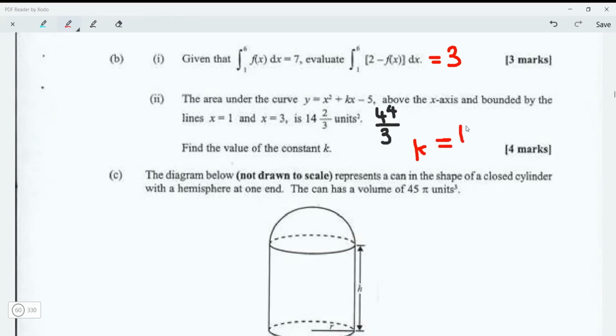This is 13 over 2 for k. K is 13 over 2. So please don't make any addition mistake as I did.